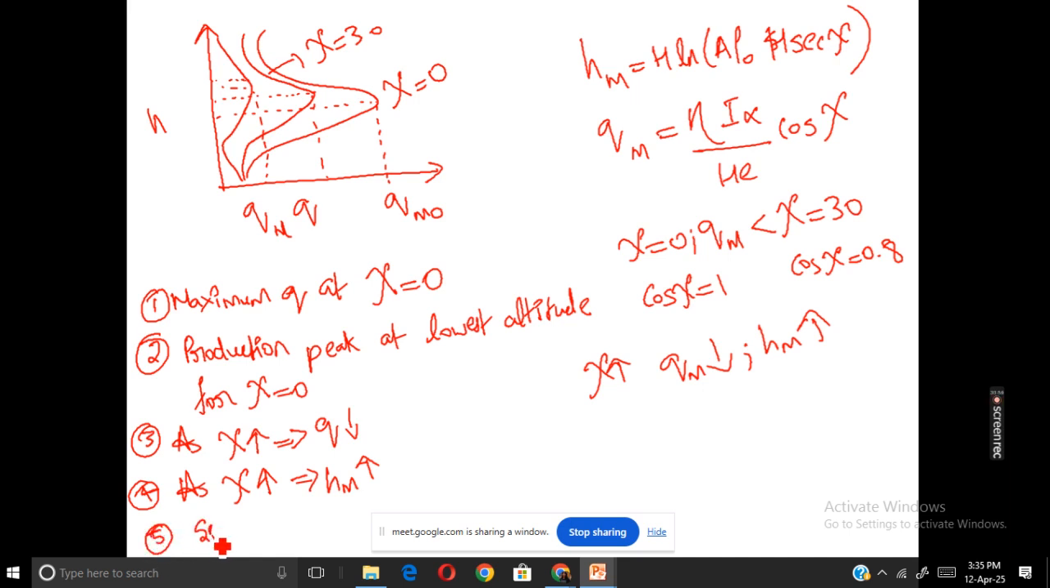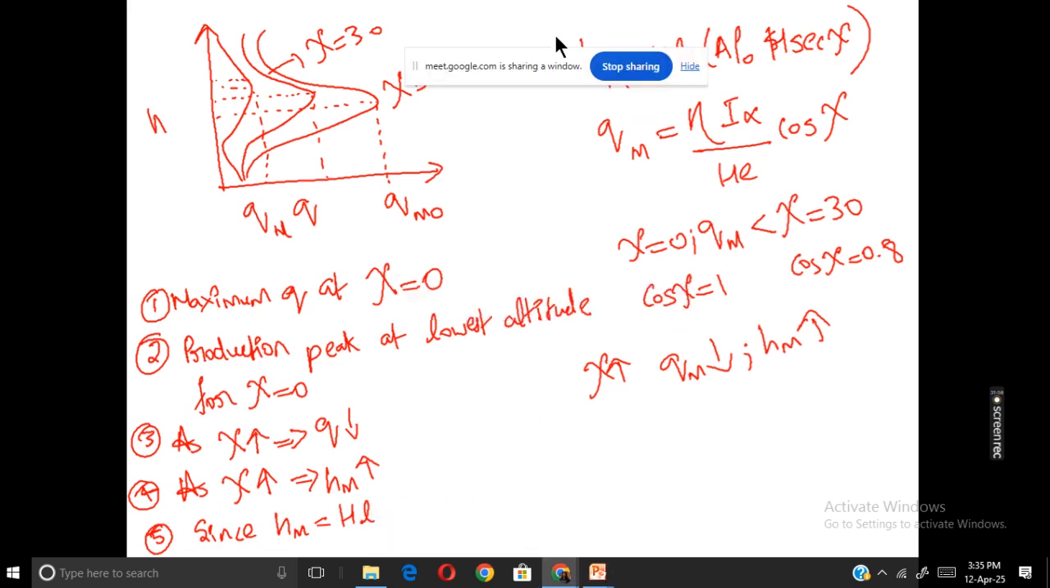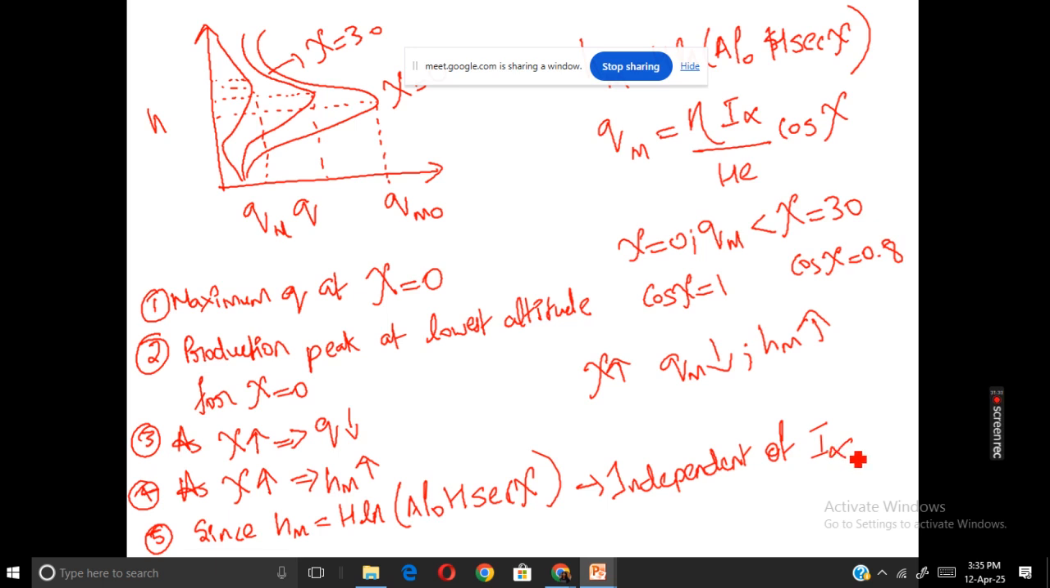And since Hm is given by H log A rho 0 H sec chi, the height of peak production is independent of I. So these are the main inferences from the Chapman theory.